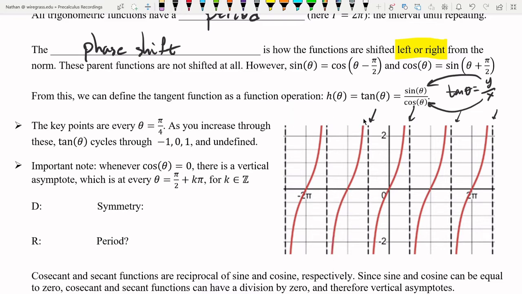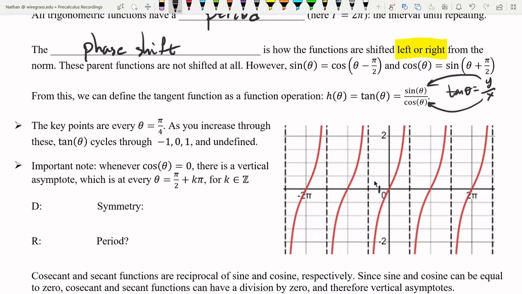Now, within these points, there are some important ones. First off, every pi over 4 is an important point. Of course, when you have pi over 2, there's the same thing as 2 pi over 4. You have an asymptote. So this is going to be at every, see, pi over 2 is 90 degrees. So that's going to be at 270, 90, negative 90, negative 270, and so on.